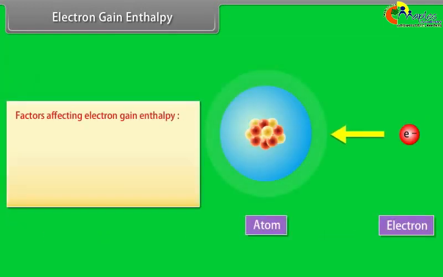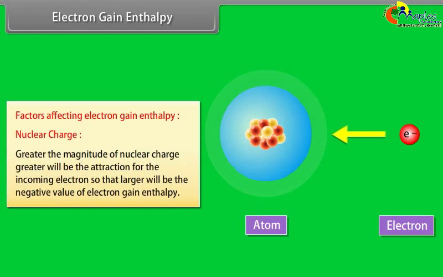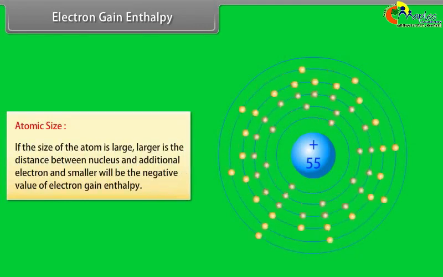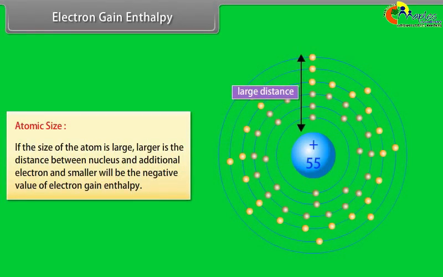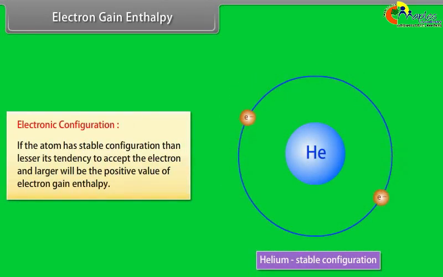Factors affecting electron gain enthalpy. Nuclear charge. Greater the magnitude of nuclear charge, greater will be the attraction for the incoming electron, so that larger will be the negative value of electron gain enthalpy. Atomic size. If the size of the atom is large, the distance between the nucleus and the additional electron is large, and smaller will be the negative value of electron gain enthalpy. Electronic configuration. If the atom has a stable configuration, then lesser is its tendency to accept an electron, and larger will be the positive value of electron gain enthalpy.